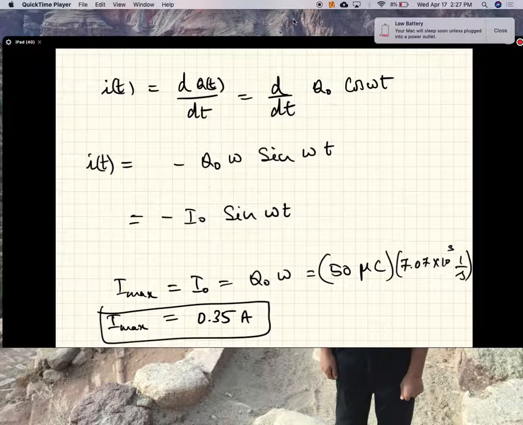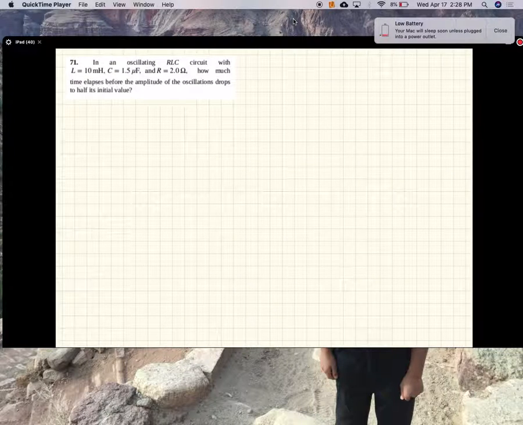What we have found is the amplitude of the current is 0.35 amps times sine omega t. So that's the sinusoidal current in that oscillating circuit. I'm not going to ask any questions because I just want to go ahead and finish the next problem.